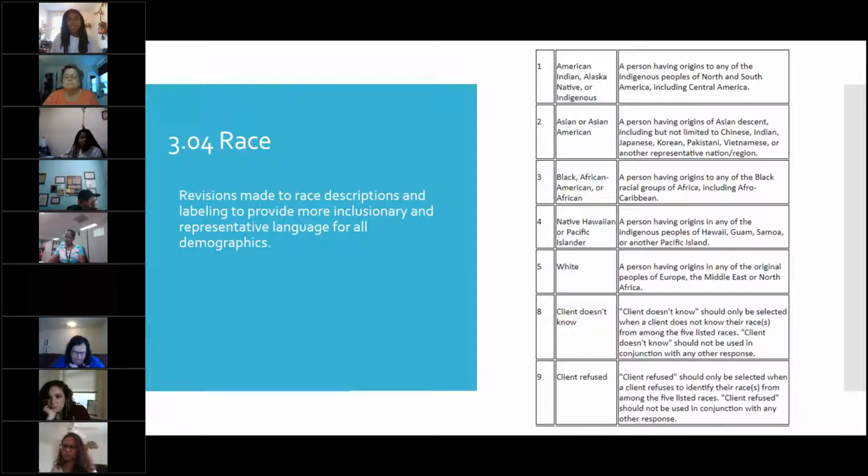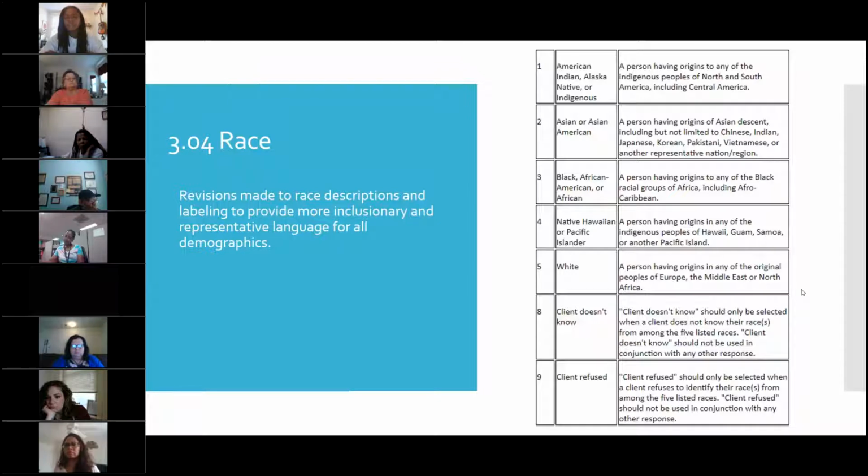Staff observations should never be used to collect information on race. Provide all options to every client and allow the clients to choose. Even if staff believes they can guess a client's race, every client must be asked for their self-reported information.